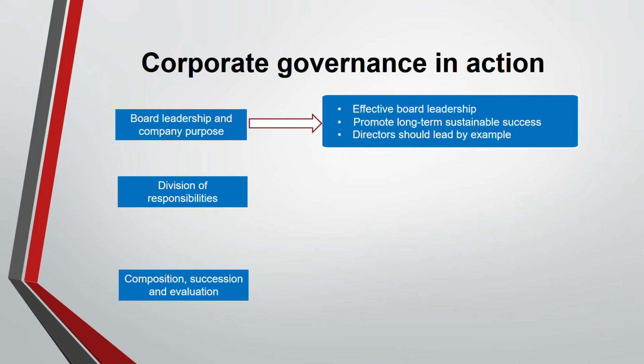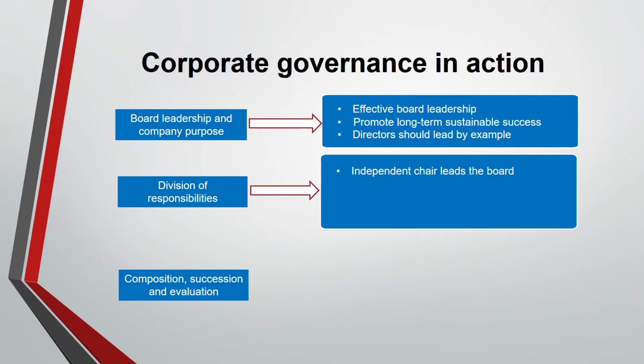Number two, coming to the division of responsibilities. An independent chair leads the board. Then the CEO and the chairman should be two separate individuals, not one. The board should be balanced. Balance means executive versus non-executive. It should be balanced, 50% executive versus 50% non-executive. Half the board should be independent.